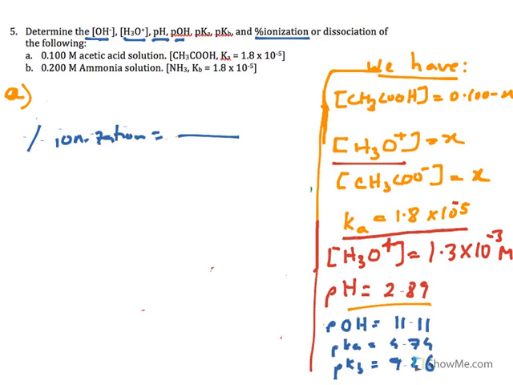So the amount of acid that dissociated was 1.3 times 10 to the power of negative 3, and the amount we started with initially was 0.100 molar. And we times it by 100%, and we get a percent ionization value of 1.3%. That's how much has dissociated over the entire reaction.